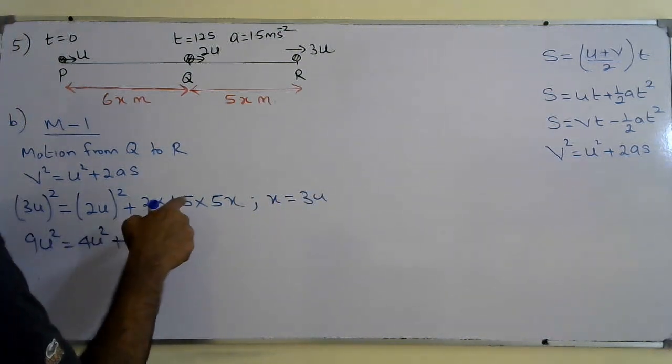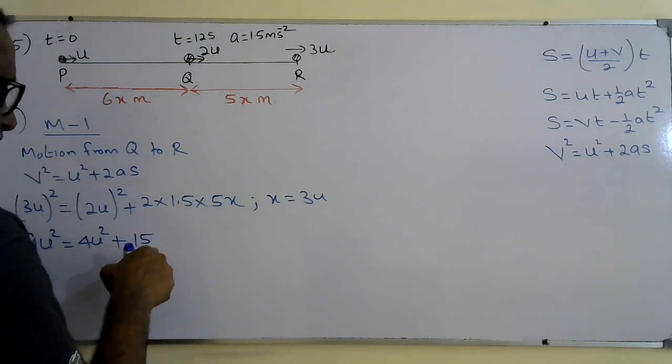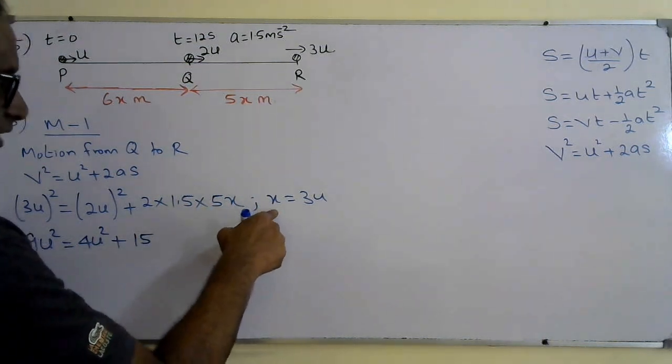So this is 2 into 1.5, 3, into 5, 15. 15x means 15 into 3u.